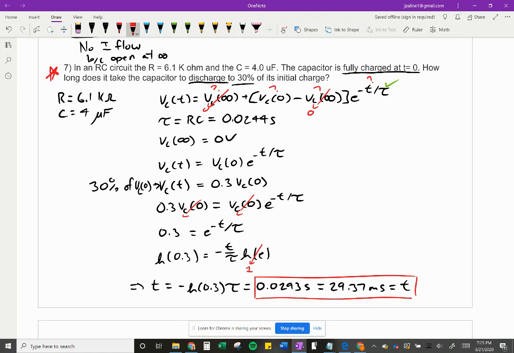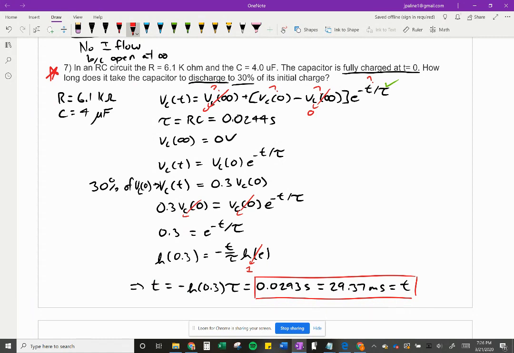But we know that if we're discharging a capacitor and we let it run forever, it's going to discharge to 0 volts. So we can send both of those to 0. Okay? And now let's look at our tau. So our tau is equal to RC. All right? And they give us R and C. Take those two, multiply them together, and we now have our tau.